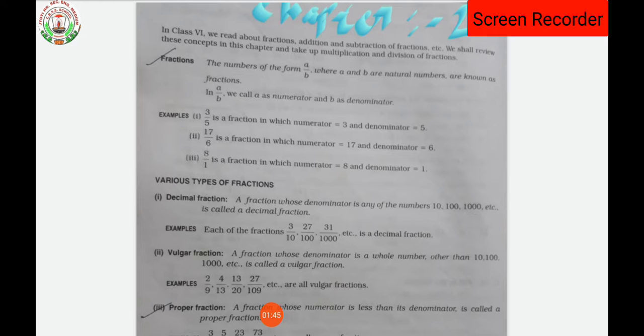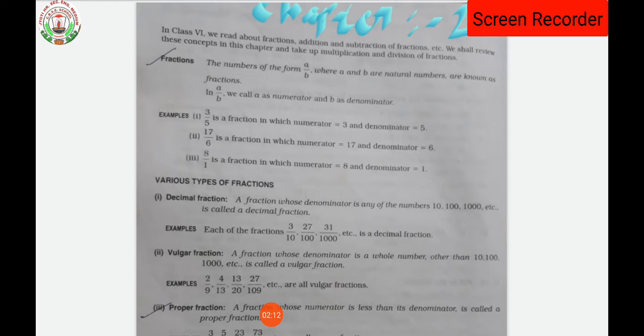So whatever is in the form of a by b, p by q, any alphabets we can take in place of a by b, is known as numerator and denominator. a is the numerator, and the b part is the denominator. So whenever a number is in the form of a by b, it is known as a fraction. Clear everyone? Now, types of fractions.